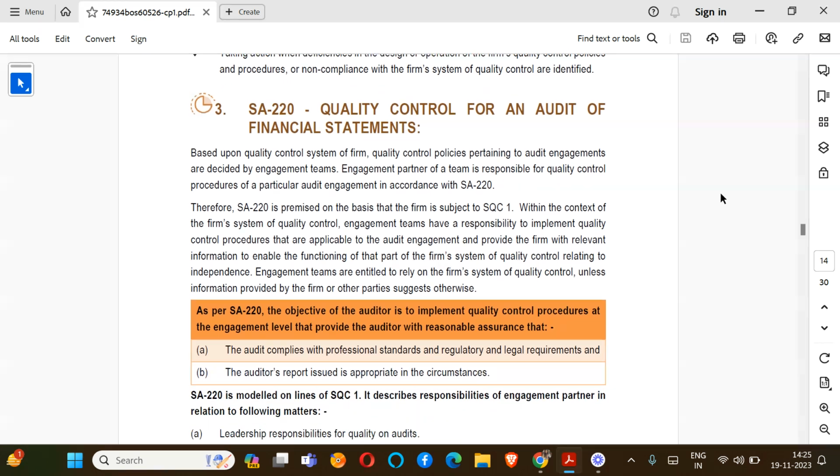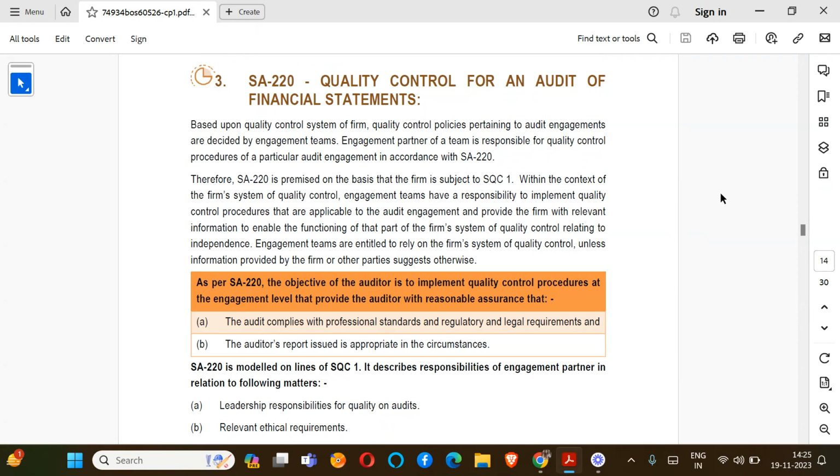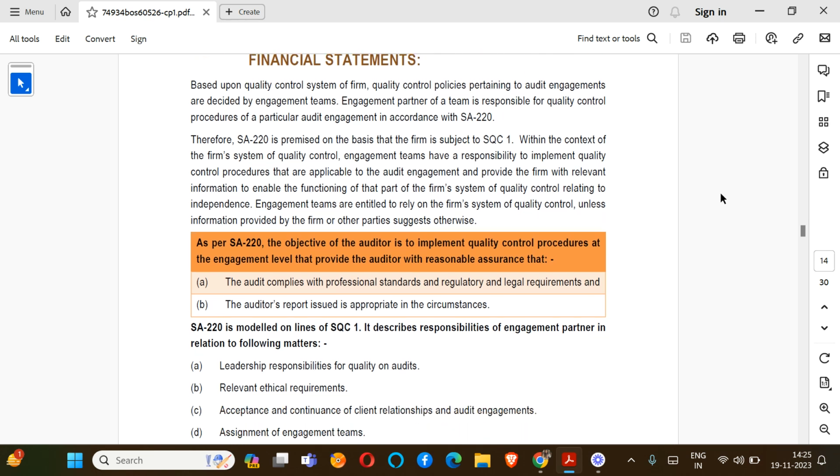So all of that, we are done with the first leg of the chapter so soon. Okay, so we are going to start with SA 220, which is basically the quality control for an audit of financial statements. Now, this is somewhat similar to SQC 1, but as I told, this is different also. So we are going to basically study why we have to maintain quality, what controls we have to exercise for audit of the financial statements in particular. So let's get started with that.